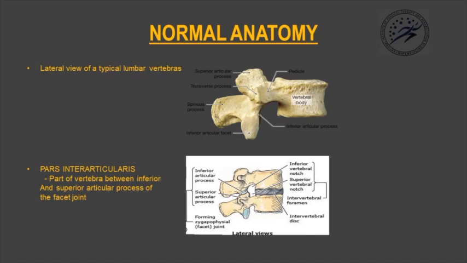Then we have the neural arch, a bridge of bone formed by the posterior elements of a vertebra that surrounds the spinal cord. Then we have the facet joint, the contact junction between the inferior articular process of one vertebra and the superior articulating process of the vertebra below it. And the pedicles, thick bony studs that connect the vertebral body with the posterior elements.